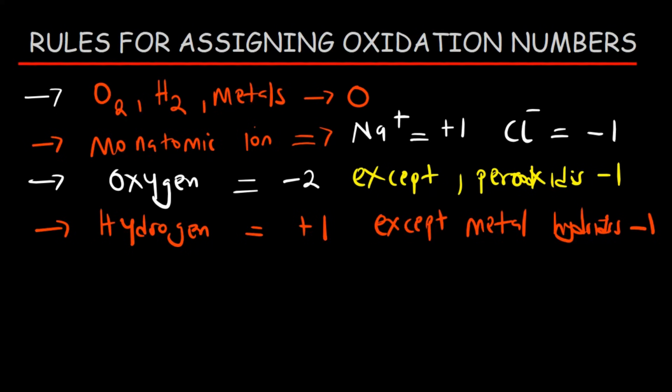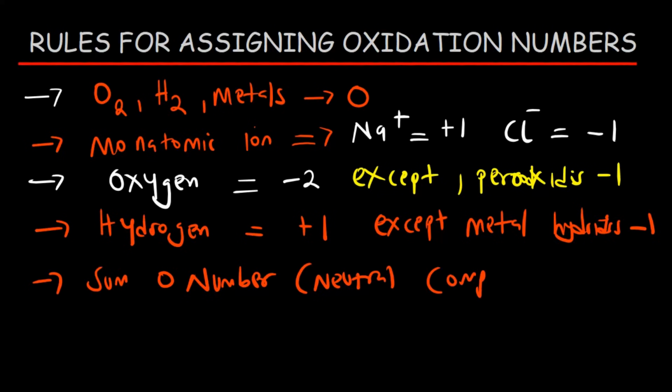Then the sum of oxidation numbers in a neutral compound is 0. That means the compound doesn't even have any charge. Let me say I just have CH4 like that. There is no charge attached anywhere, so the oxidation number sum for this compound is 0.